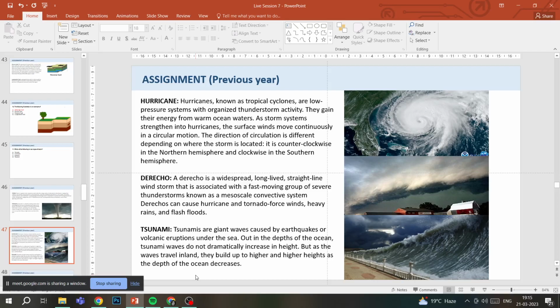And you can see in the image how the entire storm looks like a long line that is going on. Then tsunamis. Tsunamis are waves. A tsunami is nothing but a kind of wave. Tsunamis are giant waves which are caused by earthquakes or volcanic eruptions under the sea. Out in the depths of the ocean, tsunami waves do not dramatically increase in height, but as the waves travel inland, they build up to higher and higher heights as the depth of the ocean decreases.